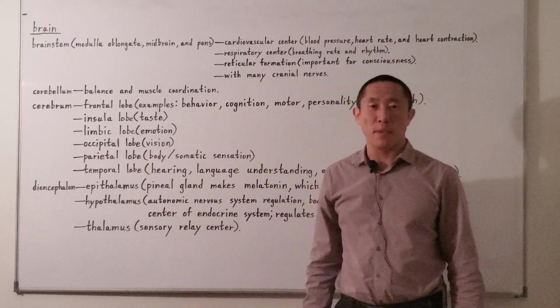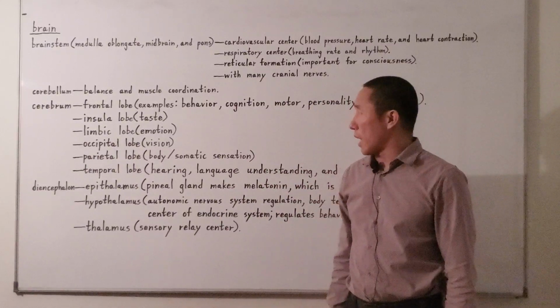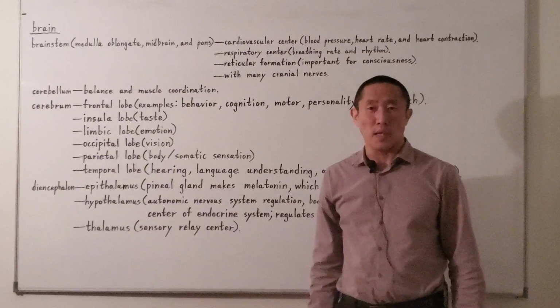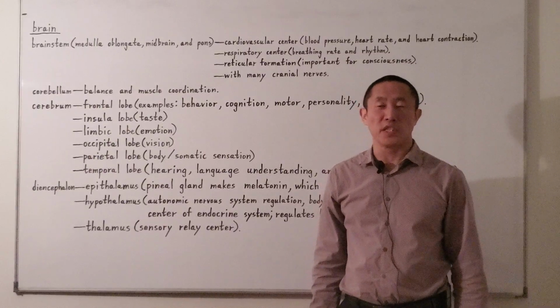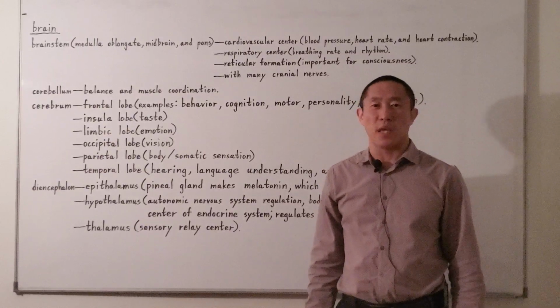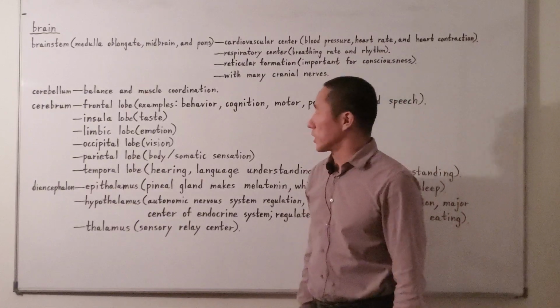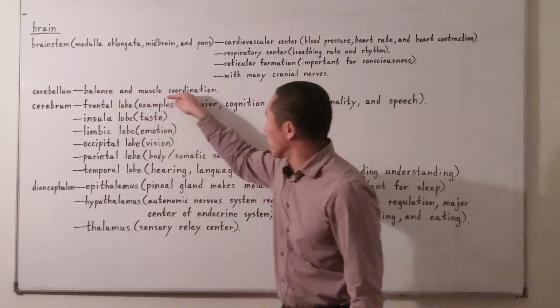Then how can we remember that cerebellum is important for balance and muscle coordination? Instead of saying cerebellum, say cerebellar. So ballet is like ballet dancer, and ballet dancer needs good balance and muscle coordination.